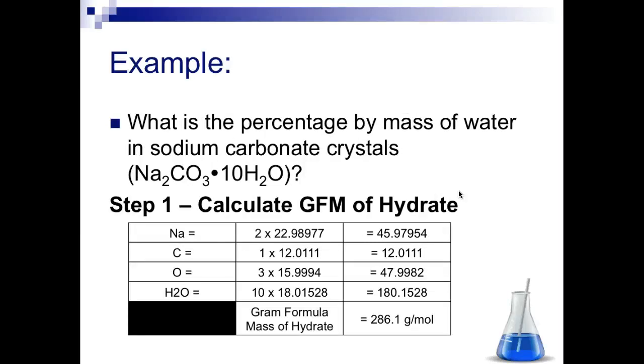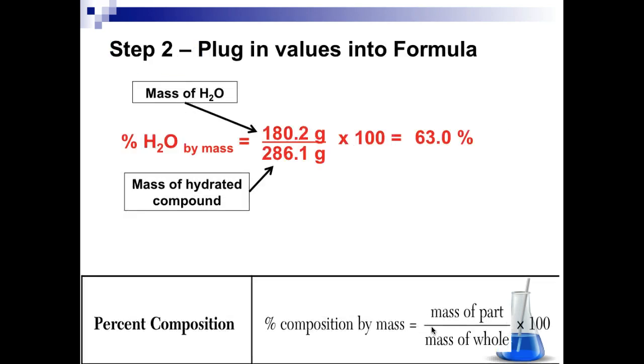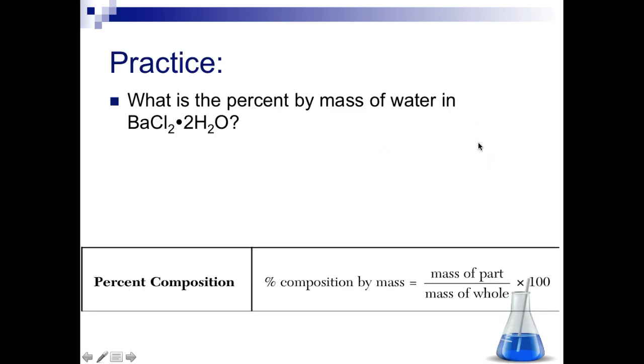What is the percent by mass of water in sodium carbonate crystals? Here's our formula. So step 1, calculate the gram formula mass of the hydrate. When we get that all figured out, we get 286.1. The second step is to plug in your values. So your percent water by mass is the mass of your water over the mass of the whole thing times 100.